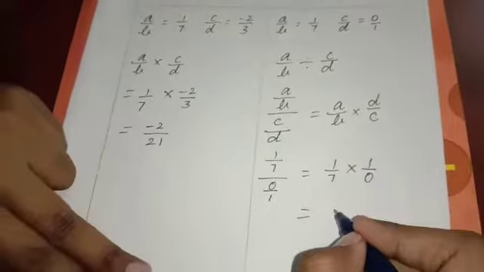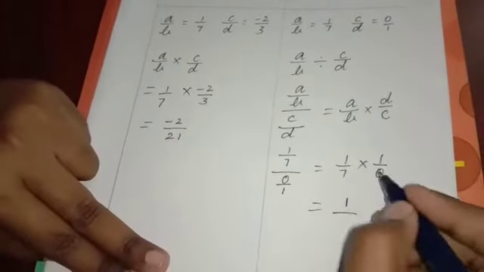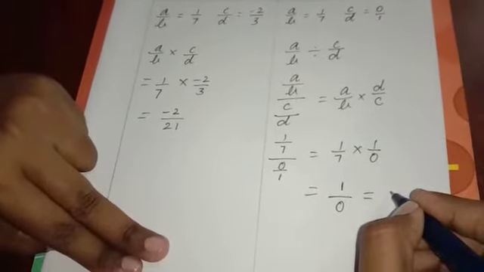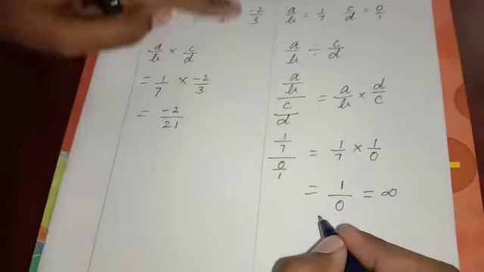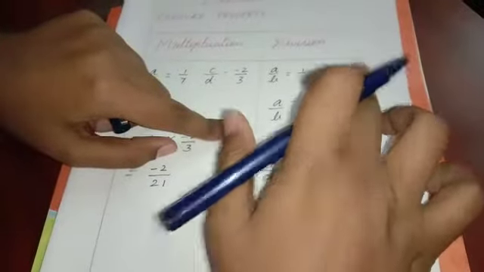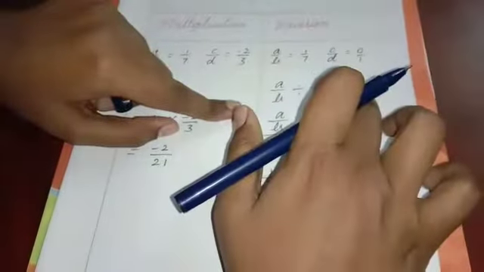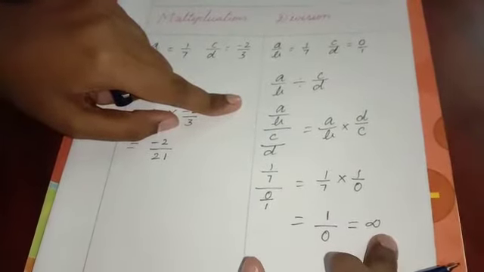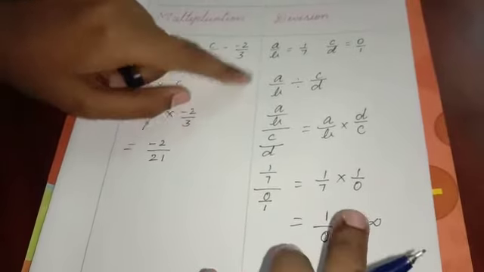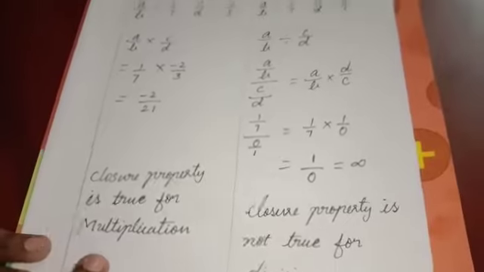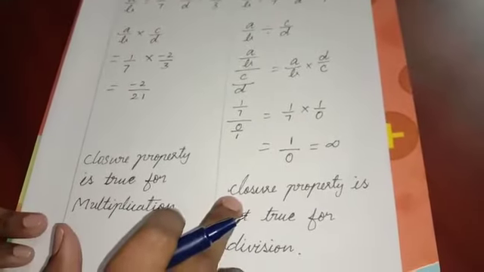Now multiply numerator with numerator. 1 into 1, 1. 7 into 0, 0. Actually, any number by 0, what do we say? It is not defined. So we cannot say closure property is true for division. Except 0, for the remaining rational numbers we can say it is true. But if we take like this, here we got 1 by 0. This is not defined. So we can say closure property is not true for division of rational numbers. So multiplication is closure but division is not closure.